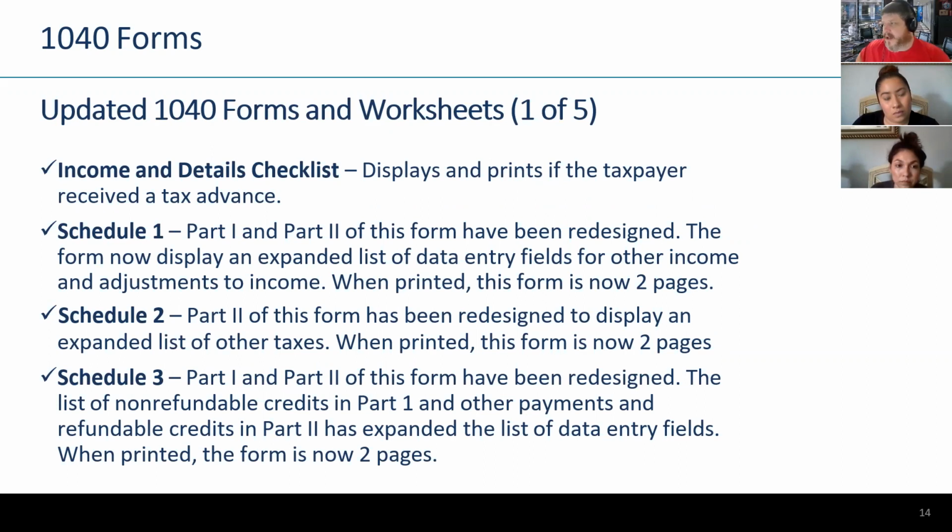They updated the income and details checklist that will display and print if the taxpayer receives an advance. So that's a page that you need to be aware is going to print for anyone who got a taxpayer advance. Okay. Schedules 1, 2, and 3 have all been expanded quite a bit.